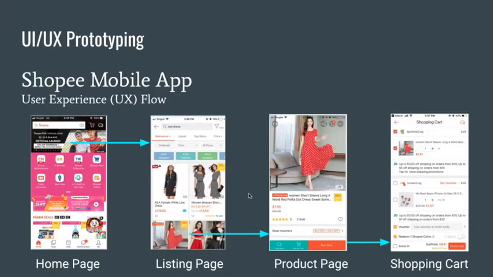After listing already, the user may actually click on a particular product to see the details over here, the price, also the user rating and so on. And finally, the most important thing is for the user to click on the add to cart button, to buy the item to the shopping cart. So this whole process is what we call a user experience flow.